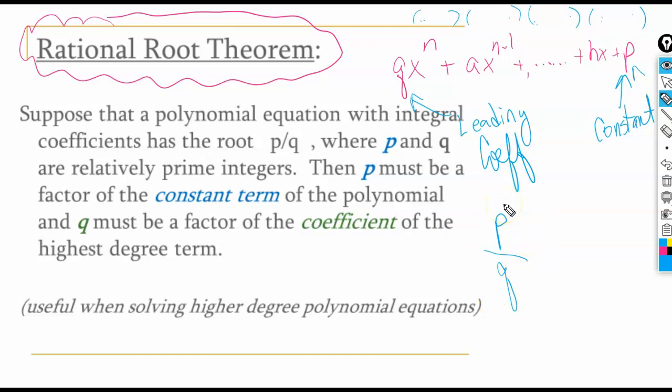What that means is that if we have a big, long polynomial, if we take all the factors of p, and we take all the factors of q, and find all the combinations of ways to divide those two numbers, we now have a list of actual numbers that the rational root has to come from.